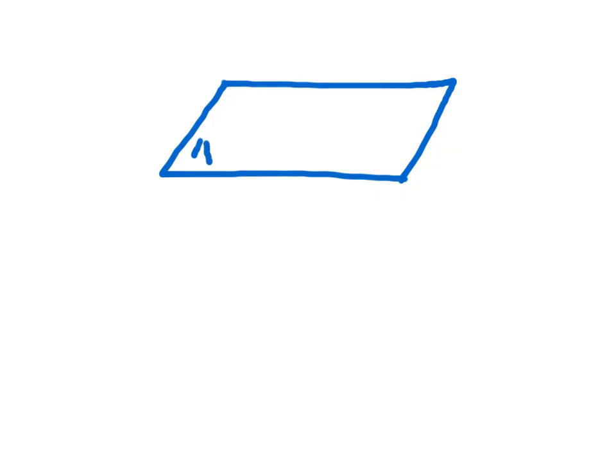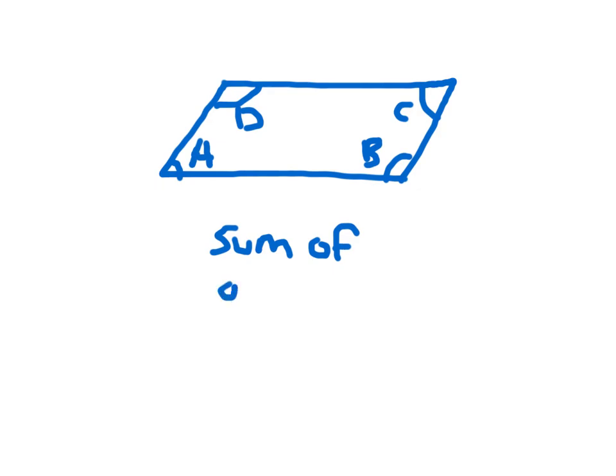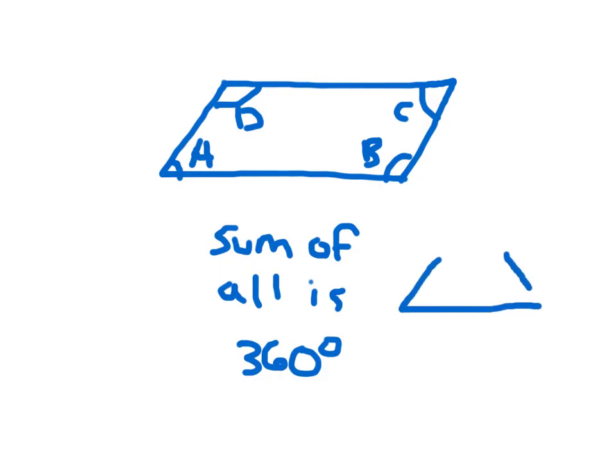So if we have the angle A, the angle B, the angle C, and the angle D, the sum of all those angles is how many degrees? 360 degrees. That not only holds true for a parallelogram, for a square, for a rectangle, it's with all quadrilaterals, even trapezoids, where we had one set of parallel sides, and it doesn't even need to be a quadrilateral that has a different name.